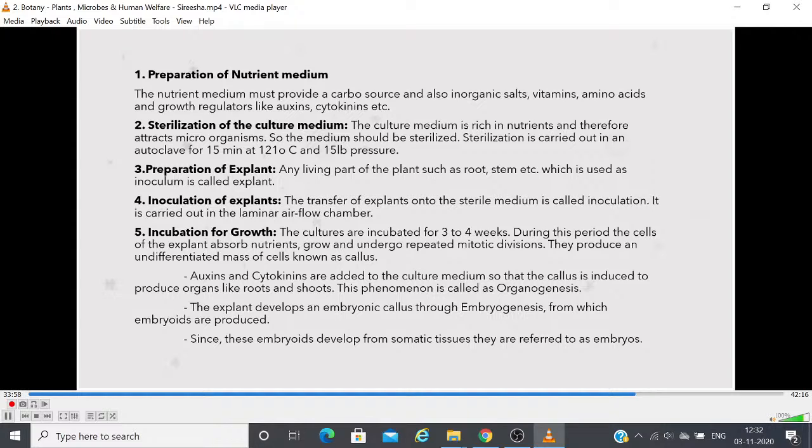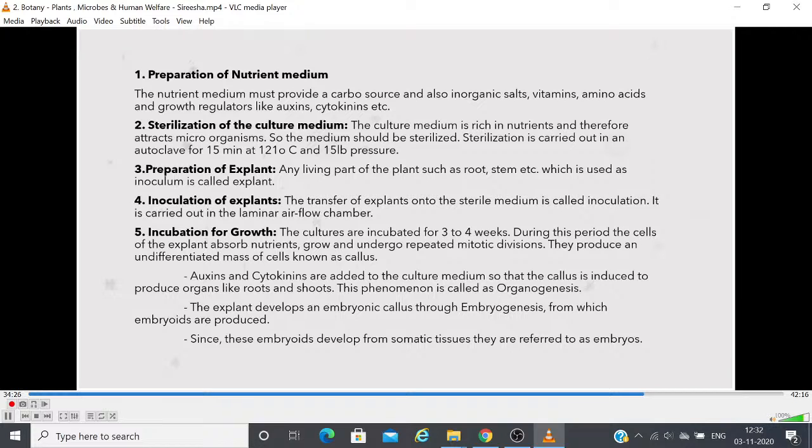Next, auxins and cytokinins are added to the culture medium so that the callus is induced to produce organs like roots and shoots. A natural plant has its own auxins, and it takes water from the soil and supplies it. But here we should supply all the vitamins and minerals which are required for the callus to grow. That is, auxins and cytokinins are a must for growth. The auxins and cytokinins are the growth regulators.